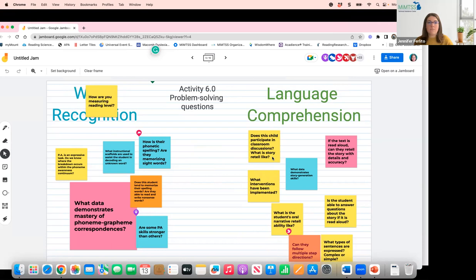What instructional scaffolds are used to assist the student in decoding an unknown word? That is a beautiful discussion of instructional interventions, right? Under that word recognition bucket.